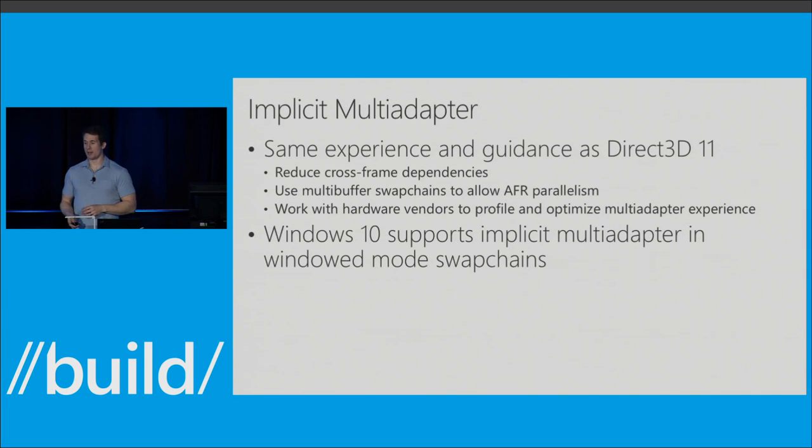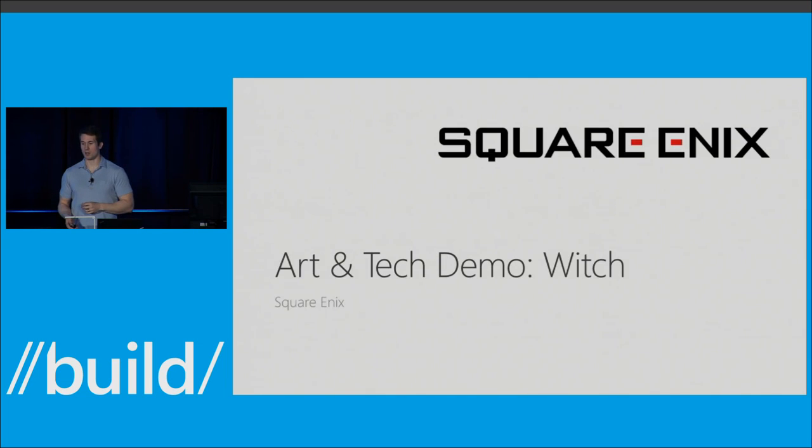This is what we had working for multi-adapter when we first started the next developer experience working with Square Enix. So Square Enix, you all know, I'm sure, a studio with a long, long history building incredible games with cinematic experiences. And they've worked with us and NVIDIA to build the art and tech demo called Witch. You saw this morning in the keynote. That was rendering live on quad SLI with implicit multi-GPU. It was rendering at 4K and then scaled down to 1080p.